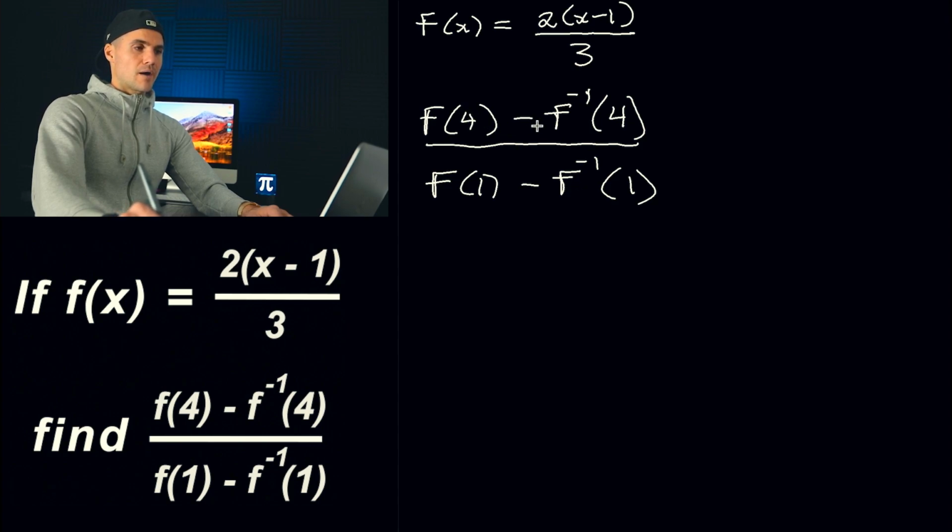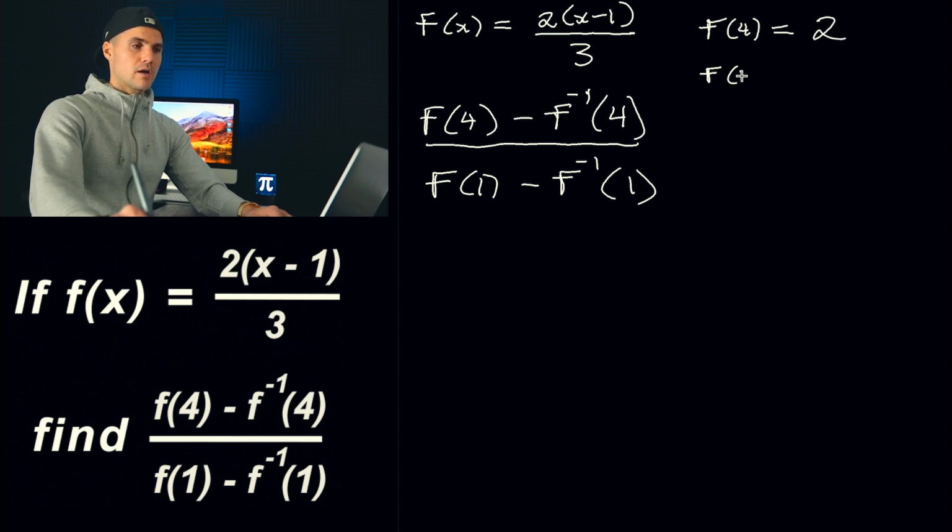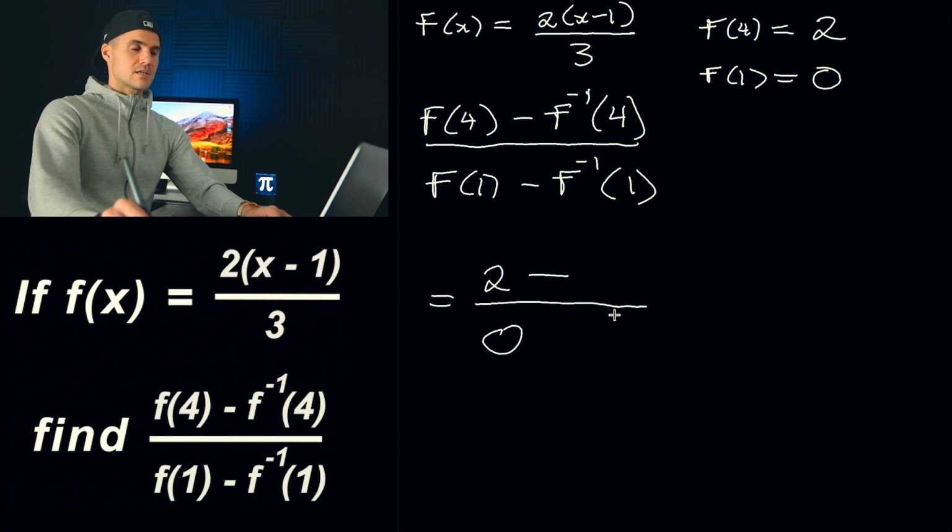There are different ways you can do this, especially finding these two inverse values. I'm going to show you two different ways. f of 4 and f of 1 are pretty simple, so let's start with those first. For f of 4, you plug in 4 for x. So 4 minus 1 is 3. The 3's cancel out, and you're just left with a 2. For f of 1, if I plug in 1, we have 1 minus 1, which is 0, times 2 is 0, and 0 divided by 3 is 0. So f of 4 is 2, and f of 1 is 0.